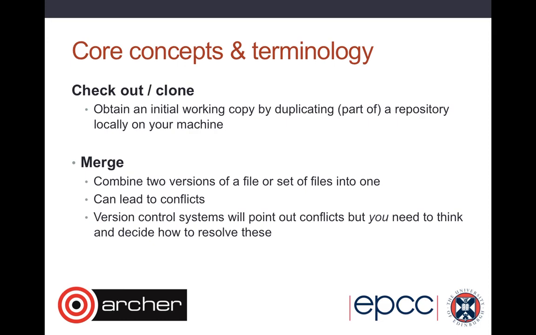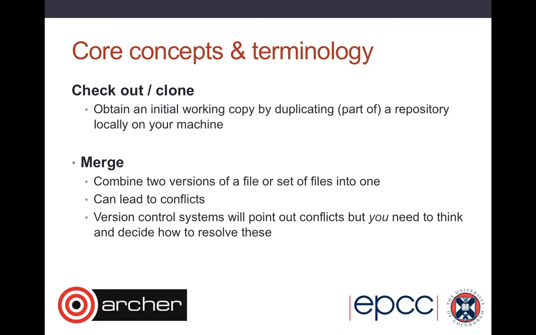On a line-by-line basis, it will look at what the differences are. If the content of the two files is different in non-overlapping sections of the file, that is to say, in non-overlapping lines, not in the same lines in the file, then it will simply add, typically by default, the content of both files into a merged version. If, however, there are changes in the same part or section of the file, then the version control system will point out that there is a potential conflict.